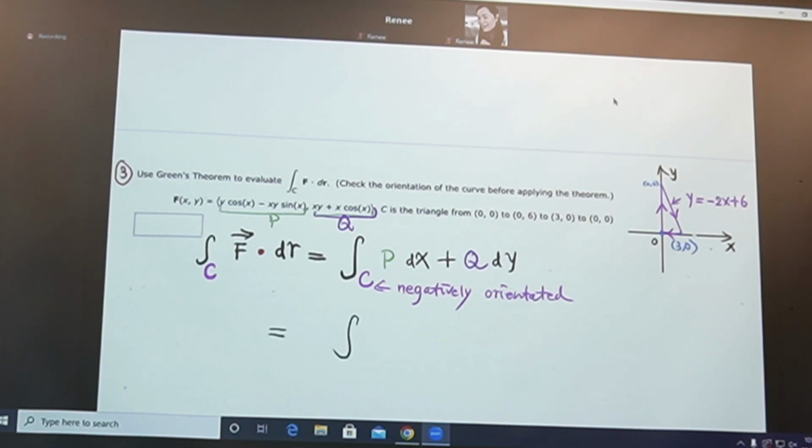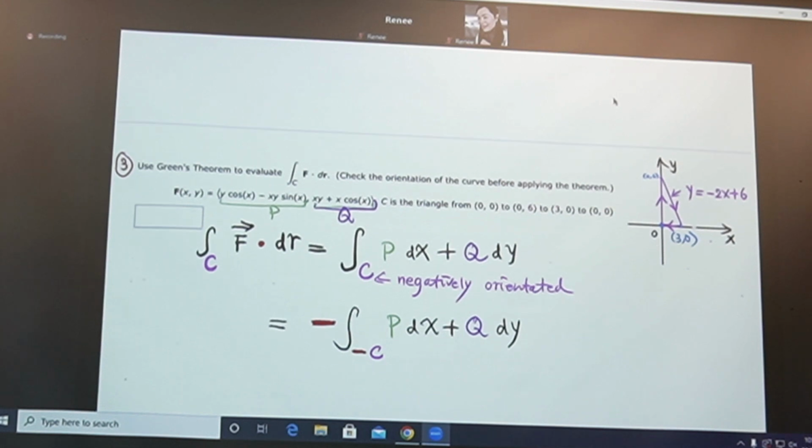Okay, so the opposite of C. But if you change this to the opposite of C, what should I put in front? Remember we talked about line integrals? You just need to put a negative sign in front, so that this will cancel out with that. Now the goal here is that it is positively oriented.